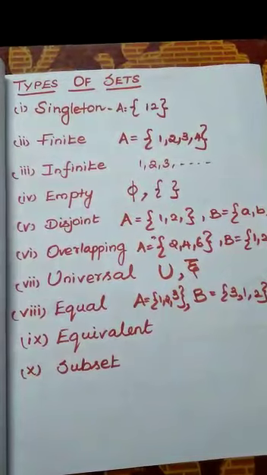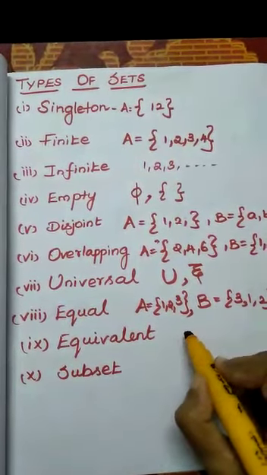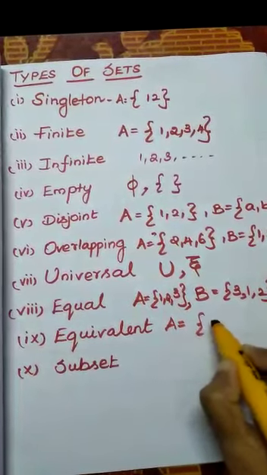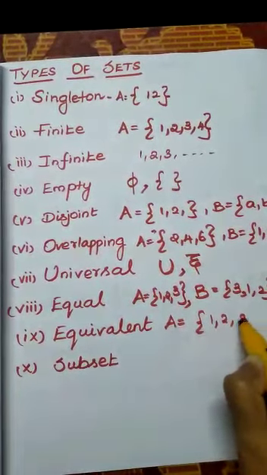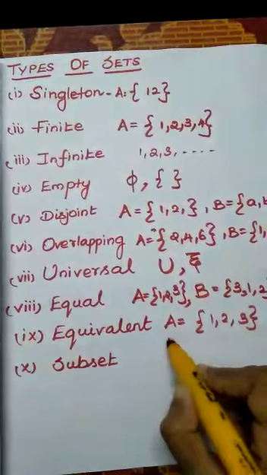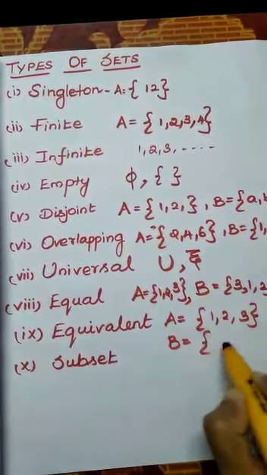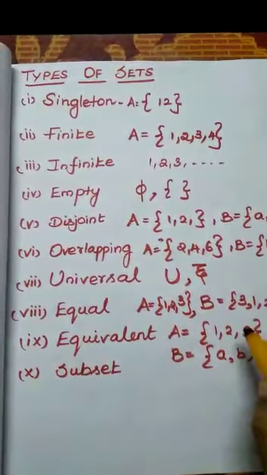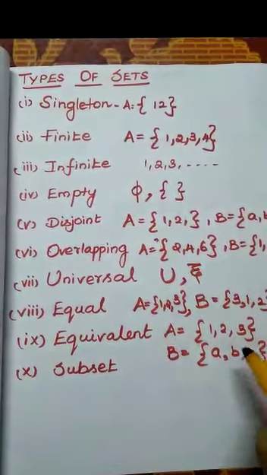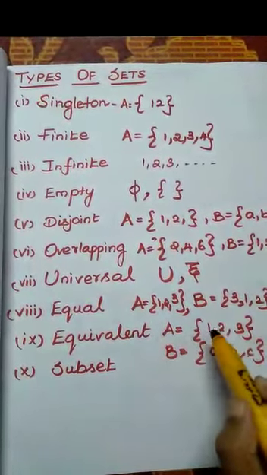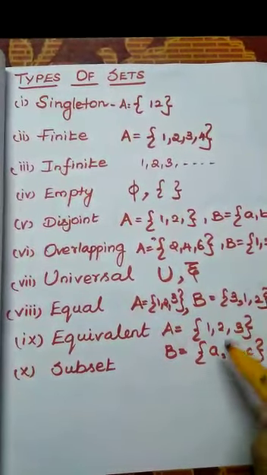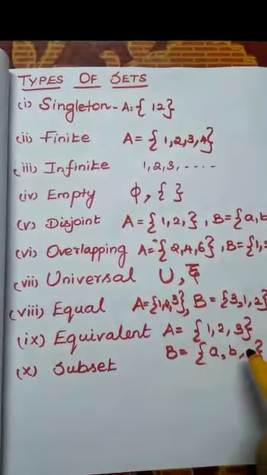Next one is equivalent set. In equivalent set, cardinal number is only equal but the elements are different. A is equal to {1, 2, 3}. B is equal to {a, b, c}. The cardinal number of both sets is 3 only. But in set A, the elements are 1, 2, 3. In set B, the elements are a, b, c. So, no elements in common. This is actually equivalent set.